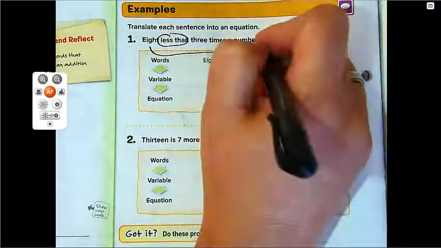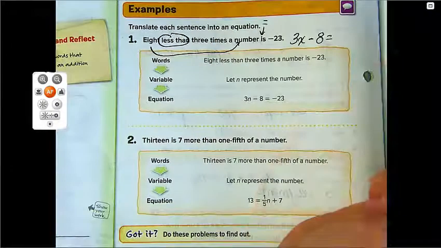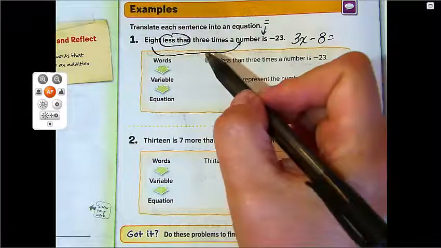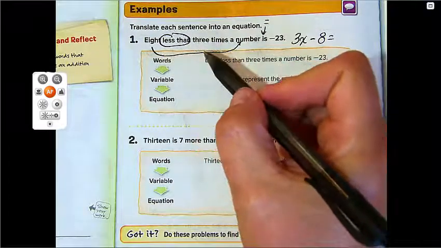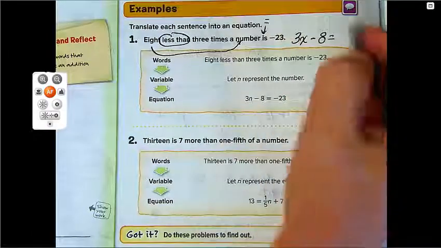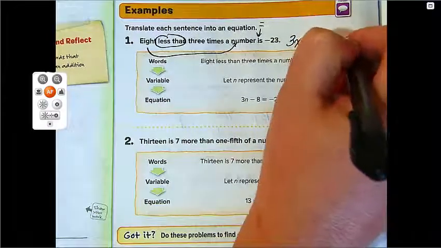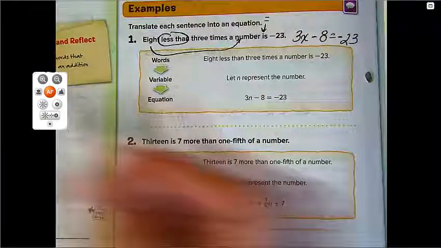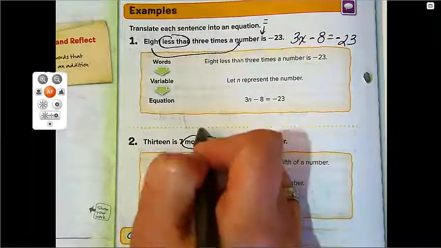And the word is means equals. So anytime you see the word is, that's where you put your equal sign. So 8 less than 3 times a number, so I have 3 times a number minus 8, equal sign negative 23. So there's my problem, and then that's what I would solve. Okay? More than means that you add.